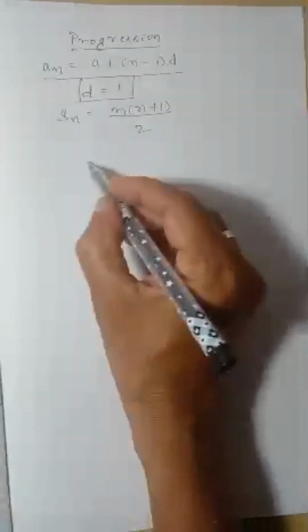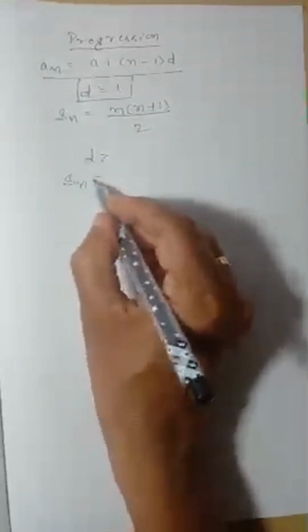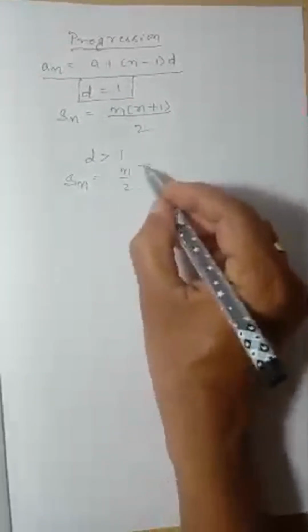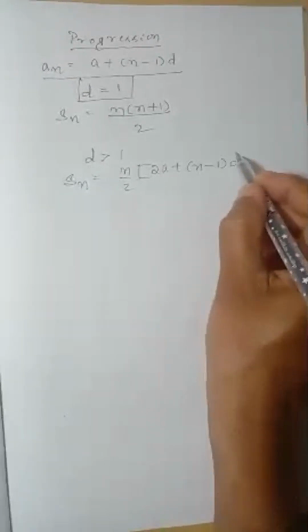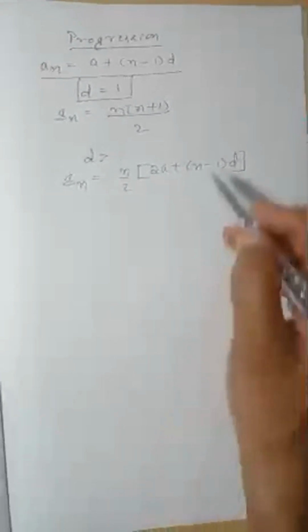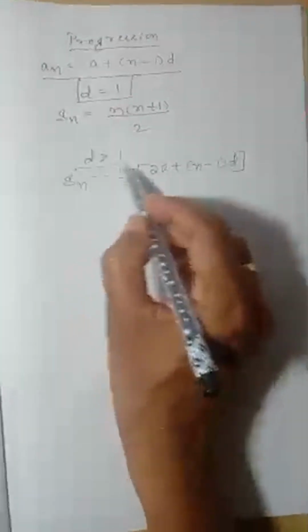Suppose the common difference is greater than 1, what formula do you have to use? That is S_n is equal to n by 2 of 2a plus n minus 1 into d. So this formula can be used. Here S_n means sum of the finite terms, n is the number of terms, a is the first term, and d is the common difference. The condition is that the common difference is more than 1.